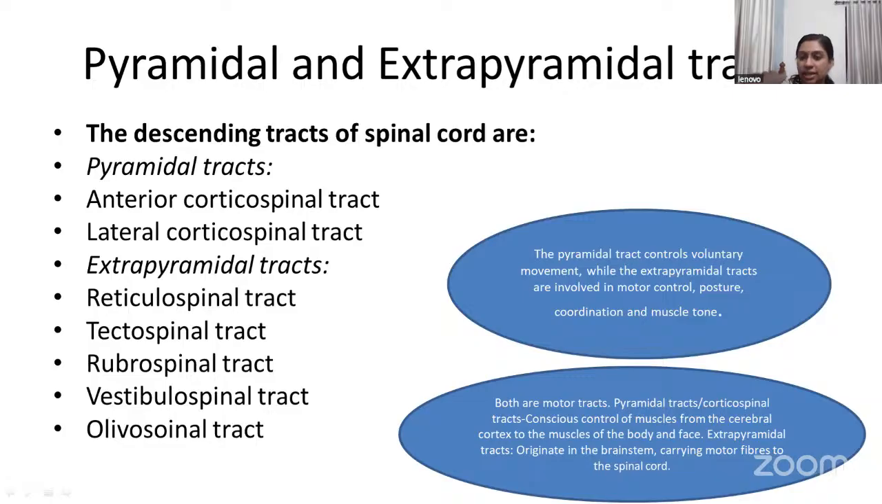So the pyramidal tract controls the voluntary movement, while the extrapyramidal tracts are involved in motor control. Posture control, posture coordination, and muscle tone coordination are done by the extrapyramidal tract, whereas the pyramidal tract controls the voluntary movements.